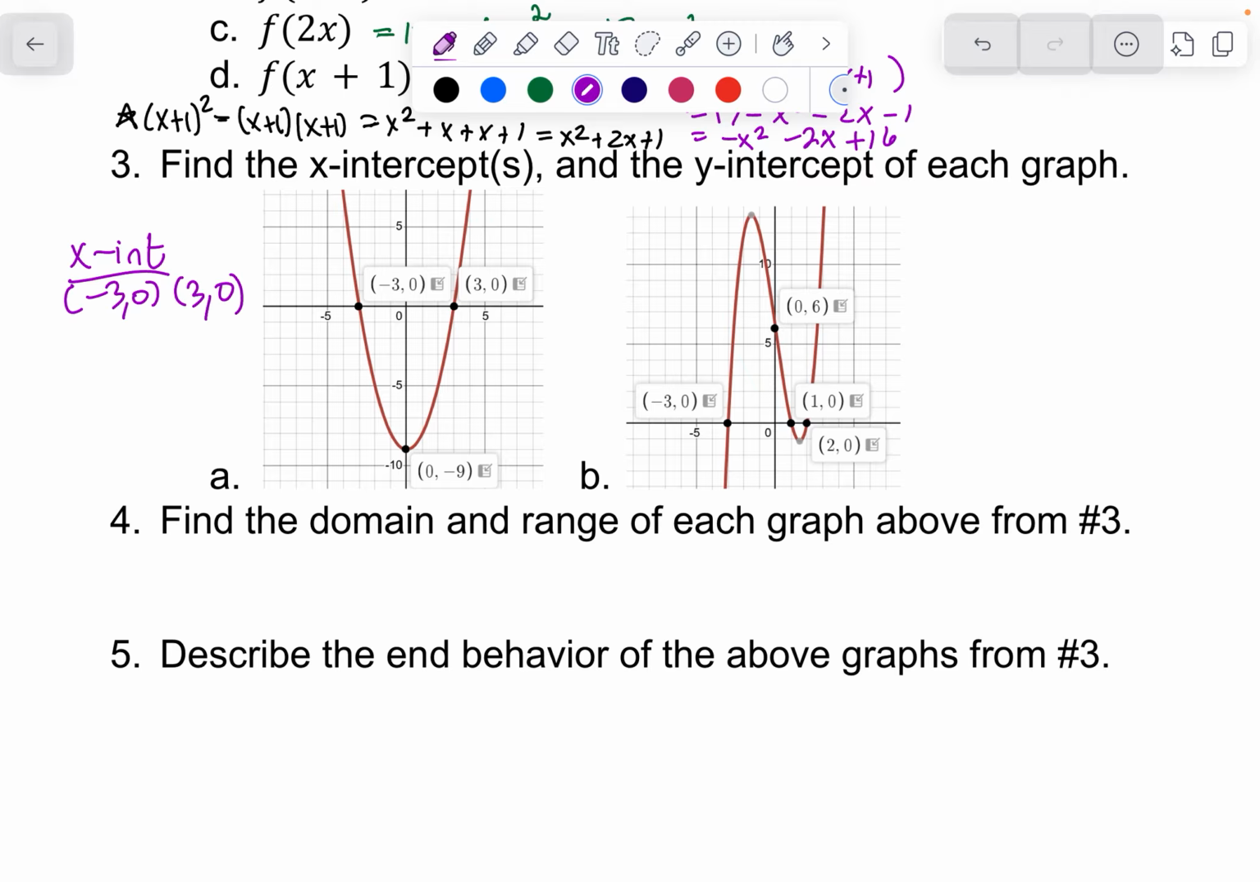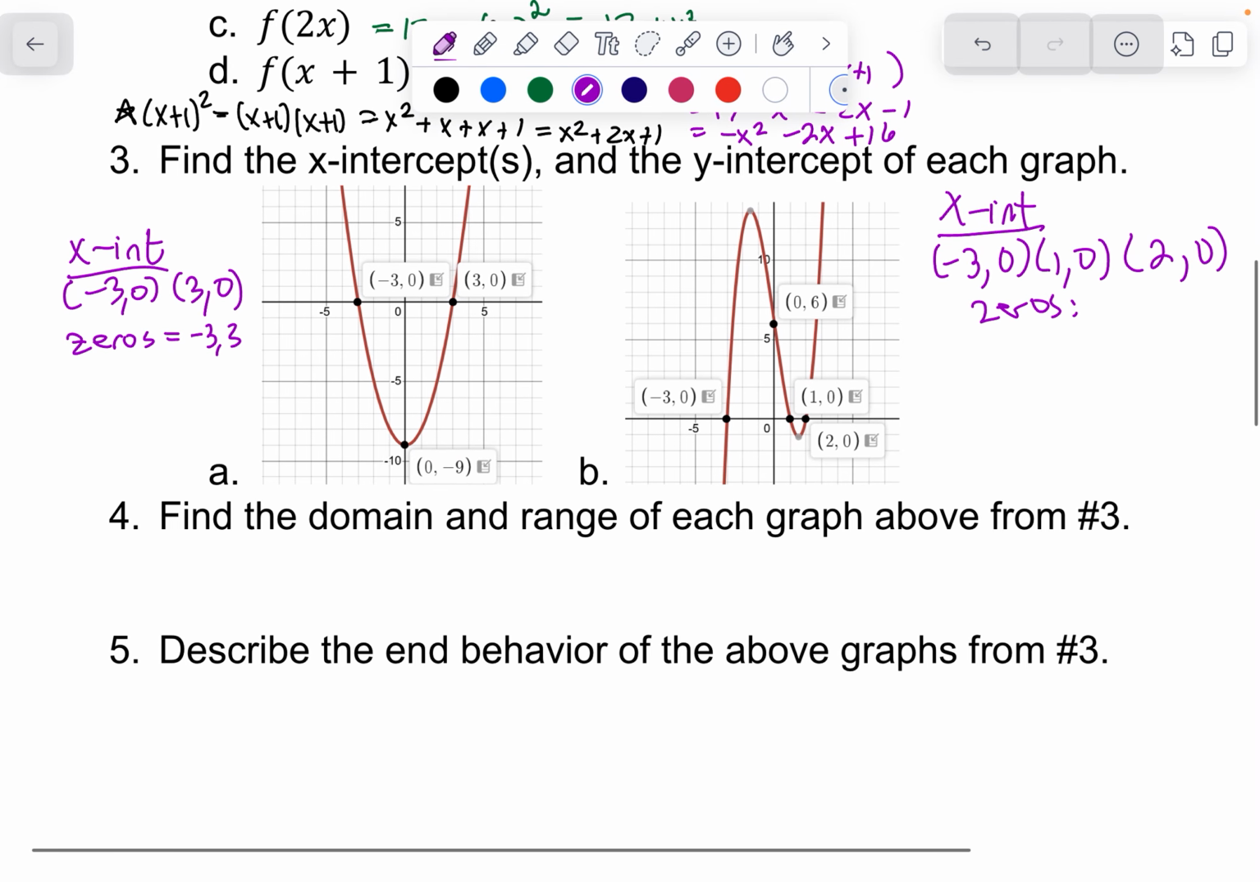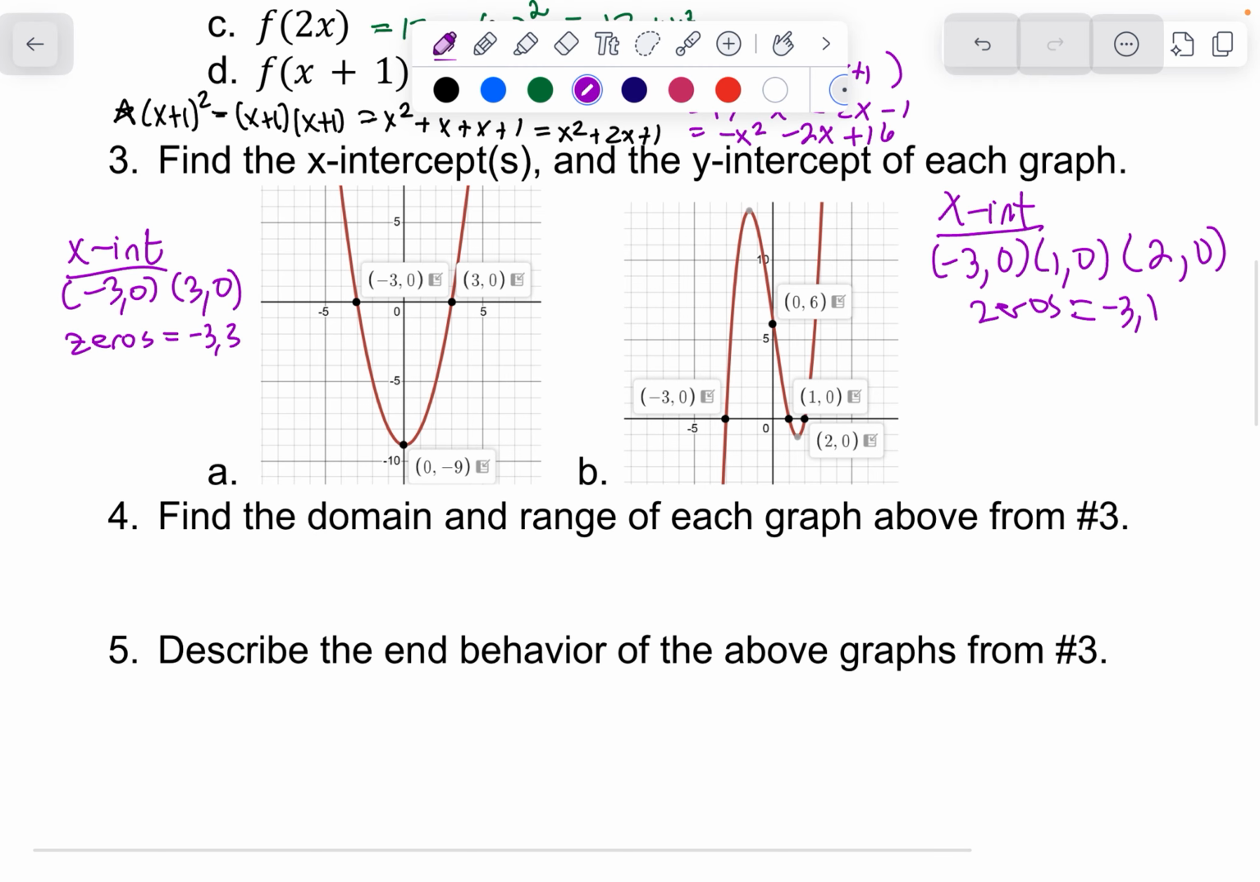You can say, if you give me a little information, that the zeros are -3 and 3. If you give me that extra piece of information, I will give you a bonus point there. And then this graph B, you'll notice we have 3 of those. The x-intercepts there are the points (-3, 0), (1, 0), and (2, 0). And you can say then the zeros are, let's put equals like the last one, -3, 1, and 2.